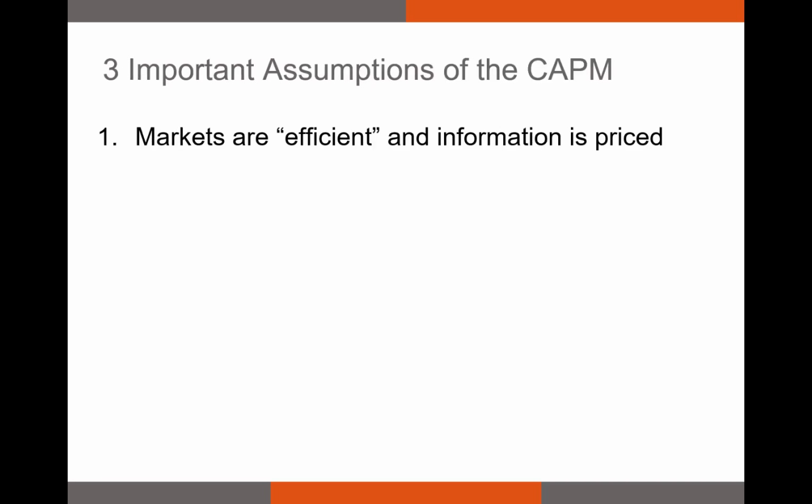Now, the CAPM makes a number of assumptions. This is by no means a complete list, what you're about to see, but you should know at least these assumptions. First, the CAPM assumes that markets are efficient and information is priced. This means that investors respond to new information by immediately factoring it into the share price. News that indicates cash flows of a stock will decline in the future should decrease the value of the stock. If the markets are efficient, that bad news will be reflected by an immediate decrease in the share price.